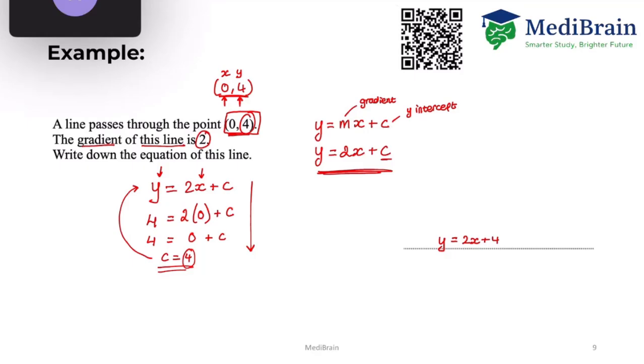We've substituted the coordinates x and y into the equation, so 0, 4 into this equation, and we've worked out what c is. Okay, we've rearranged to work out what c is, and we've got that c equals 4. So in the equation that we had originally over here, 2x plus c, we know what c is. We know that c is 4. So we can just put in y equals 2x plus 4. Okay, and that would be our final answer. That's the equation of the line.